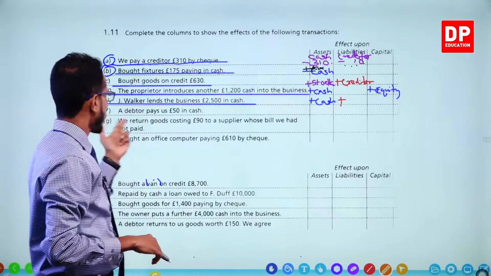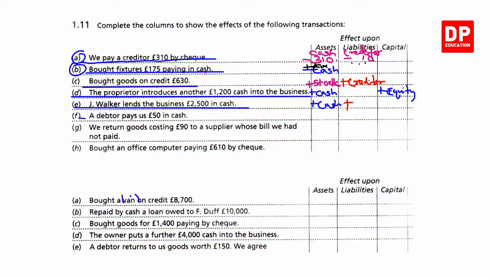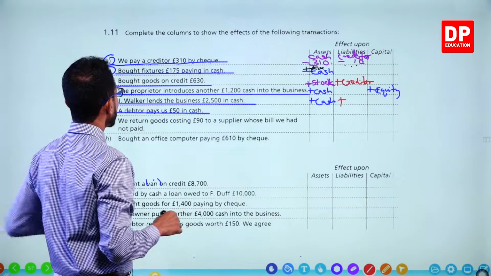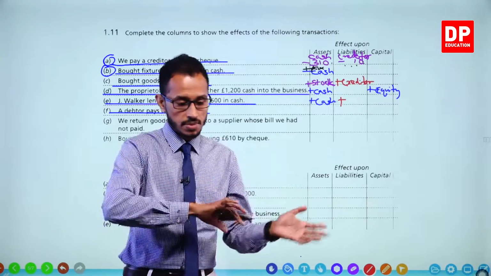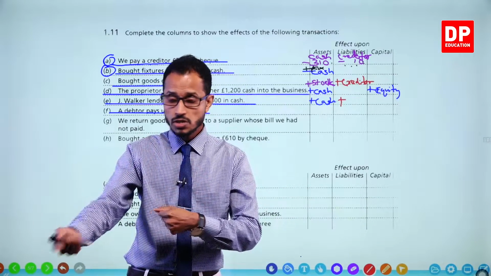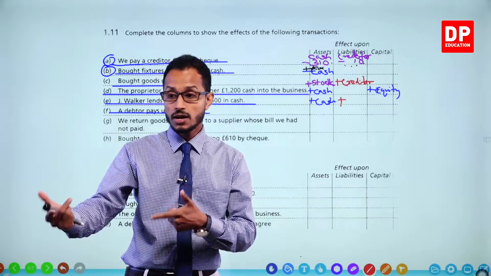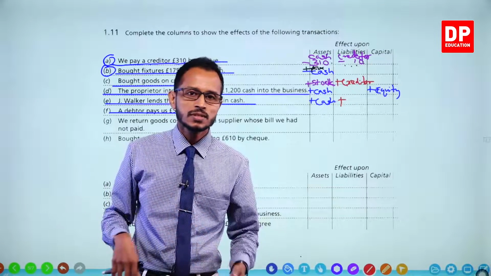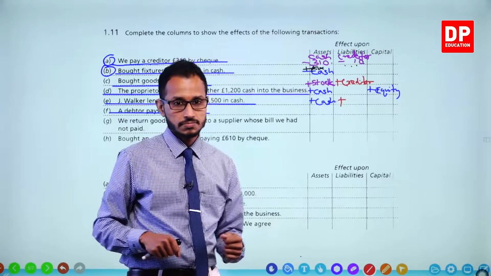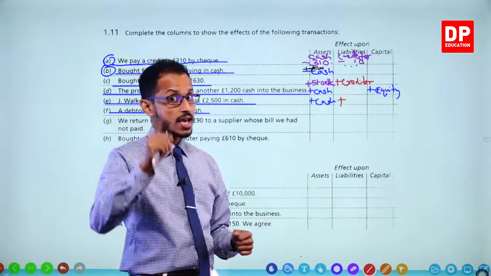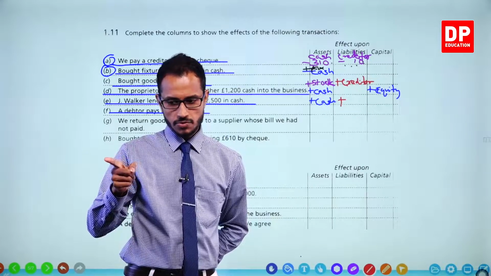All right, next one. A debtor pays us 50 in cash. Debtor means the people who owe us, they have to pay us, because maybe they have borrowed money from us, or maybe they have bought goods from our business. Without paying, they have taken the goods. You know, debtors. Debtors are assets. Debtors are assets. Until they pay us that money, we have to stay firm.